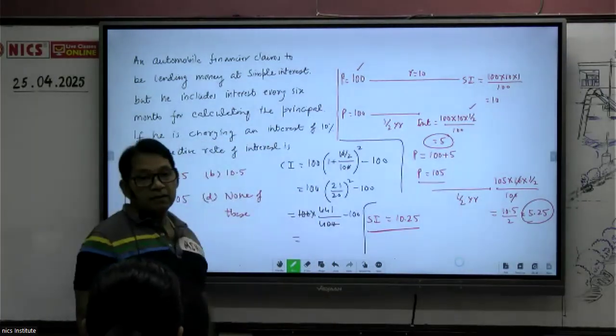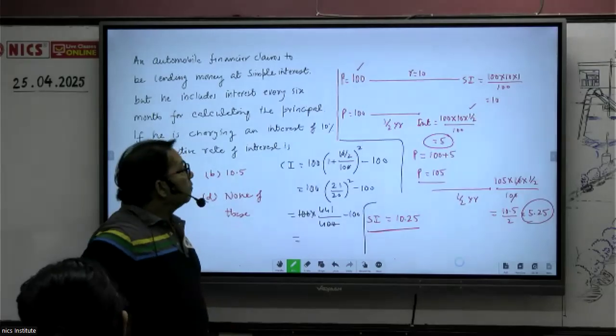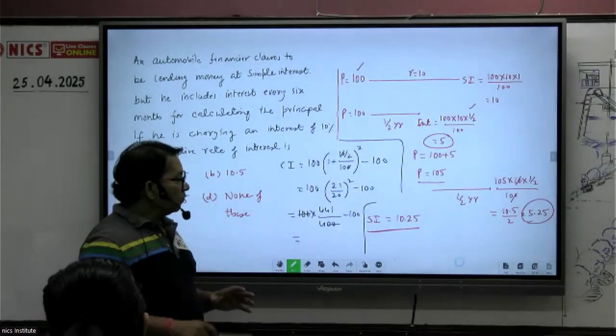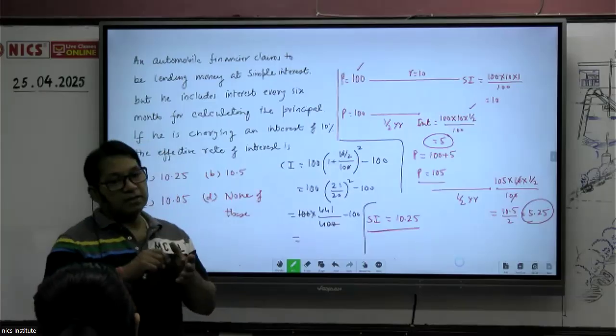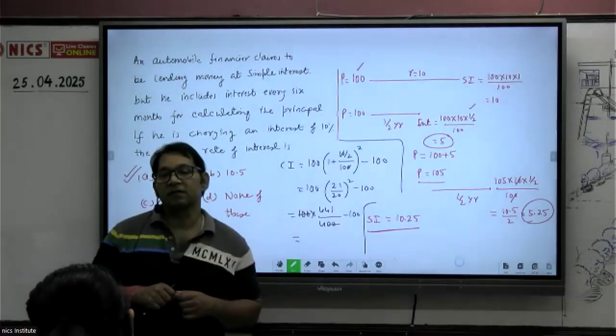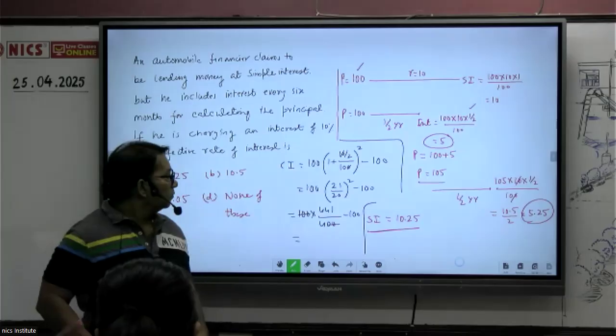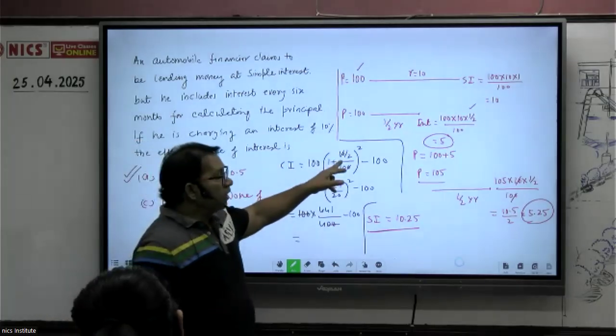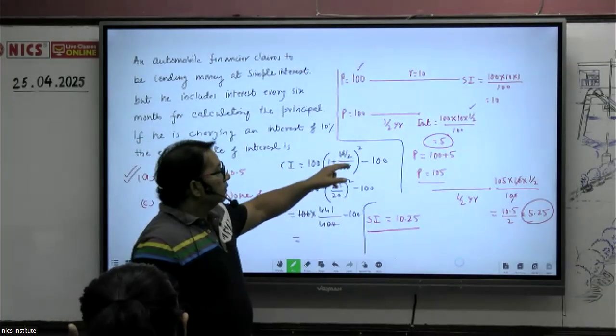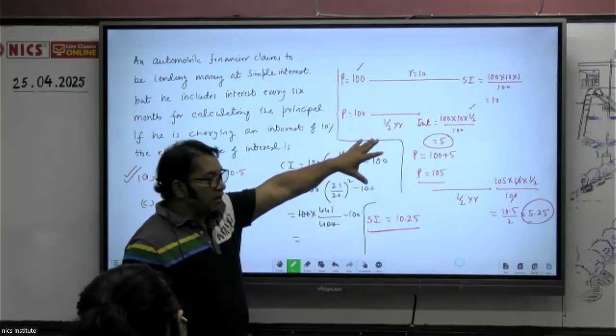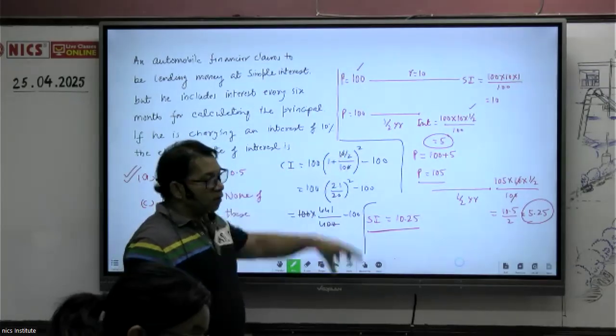Principal is 100. See, if you take the principal 100 rupees, the best part is whatever is the rate of interest would be the same as simple interest, and vice versa. Because rate of interest is half yearly compounding. There it was simple interest, PRT by 100. This time I'm using half yearly compounding.